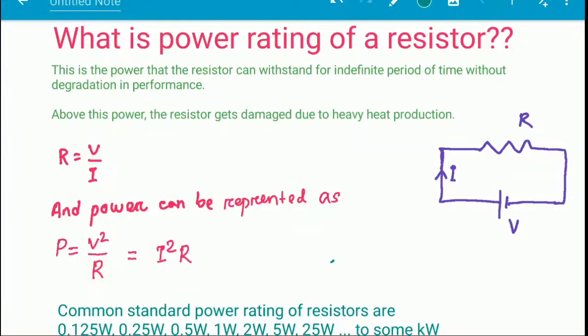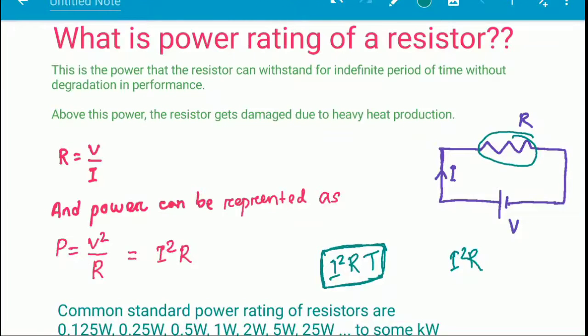resistance, when current flows through it, what happens? I squared R t is the total energy produced. So this is in the form of heat, and due to this heat energy, the resistance starts to burn if the power I squared R exceeds the rating of that resistor.